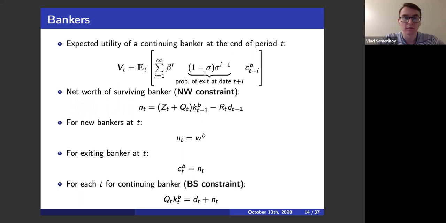the banker's franchise value. The net worth of the surviving banker develops according to this equation, which I name the net worth constraint. It represents the gross return on the capital held in the previous period, net of the deposit costs. For the new banker at time T, the net worth is just its endowment, and for the existing banker, the consumption term is financed exactly by the net worth left from the last period. And when the banker decides on the amount of capital investments, the balance sheet condition should be satisfied here. The total assets of each banker should be equal to its obligations: deposit obligations plus net worth.